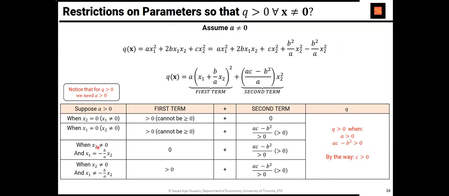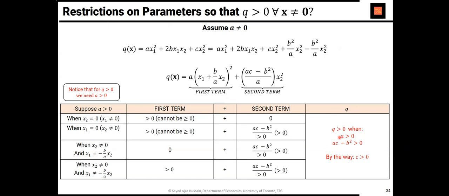When x2 is not equal to 0, and just by sheer coincidence x1 is equal to minus b a over x2, this thing becomes 0. By the same logic I just used earlier, you can deduce that again ac minus b squared must be positive. And of course, take any point where x2 is not 0 and x1 is not equal to minus b a over x2: the first term has to be positive, and the second term will be positive, provided ac minus b squared is positive.